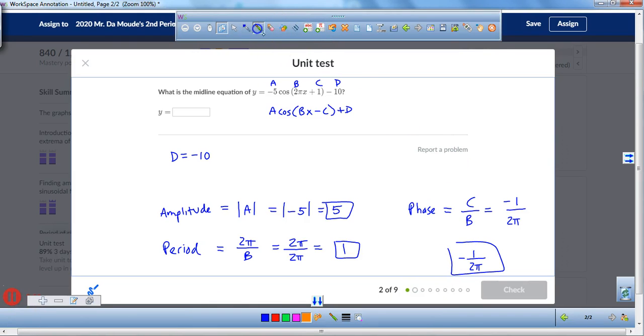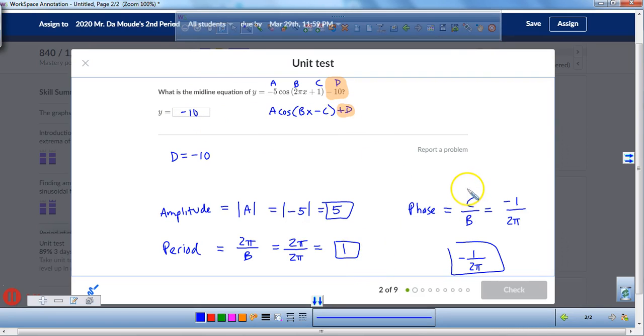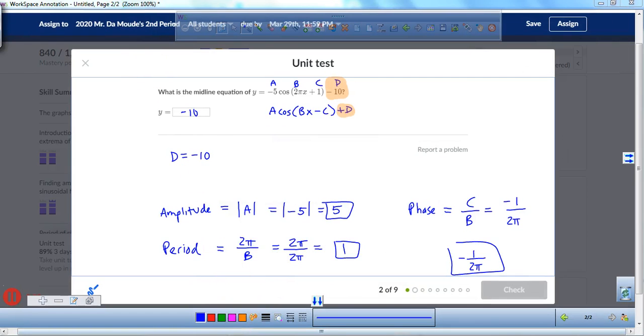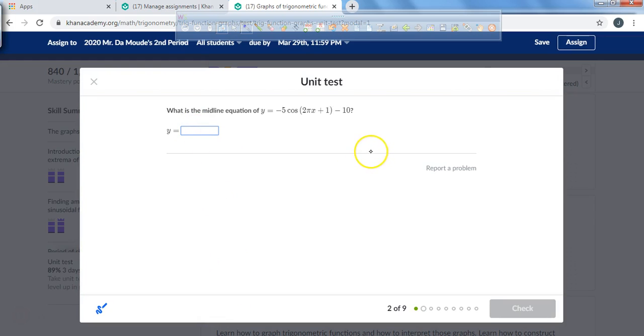But our problem just simply asks us for our d value, our midline. Okay, so we're just going to write in right here, we're going to write in -10 and be done. I realize I'm doing a little bit more work than I need to. I'm just trying to help you guys understand how to find different parts of your sine or cosine function. There we go. -10.